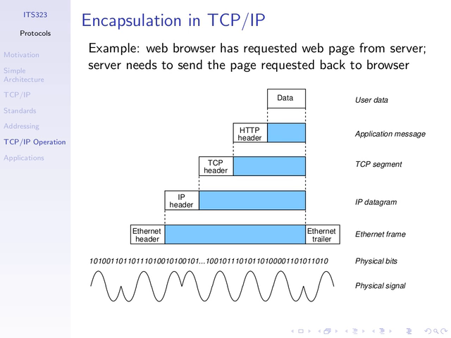TCP checks what was received. Have there been any errors? It's more complex than what we show here. It does many checks and may have to retransmit. If everything's okay, TCP removes the header, takes what's inside, and sends it to the application layer.